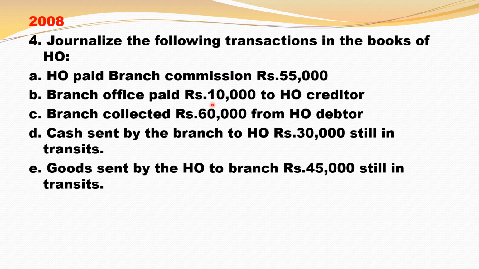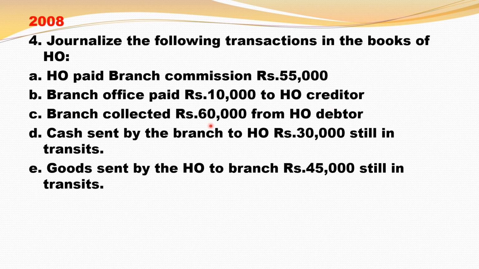Branch office paid 10,000 to HO creditor. Head office creditor is not paid by head office, it is paid by branch office. So creditor is a receiver, branch is a giver. So it is head office creditor account debit to bank. Creditor receiver, branch giver. So head office creditor account debit to branch.